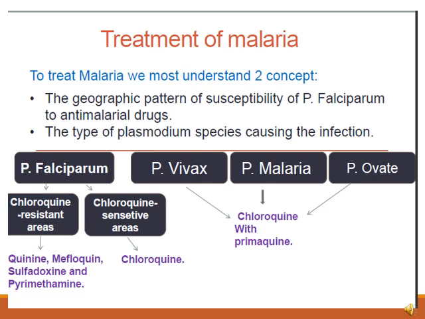For Plasmodium falciparum, in chloroquine sensitive areas we prescribe chloroquine. It is a very cheap drug and available. And in chloroquine resistant areas, we also give quinine, mefloquine, sulfadoxine-pyrimethamine combinations, and also use Chinese herbal derivatives available by the trade name of Artem.